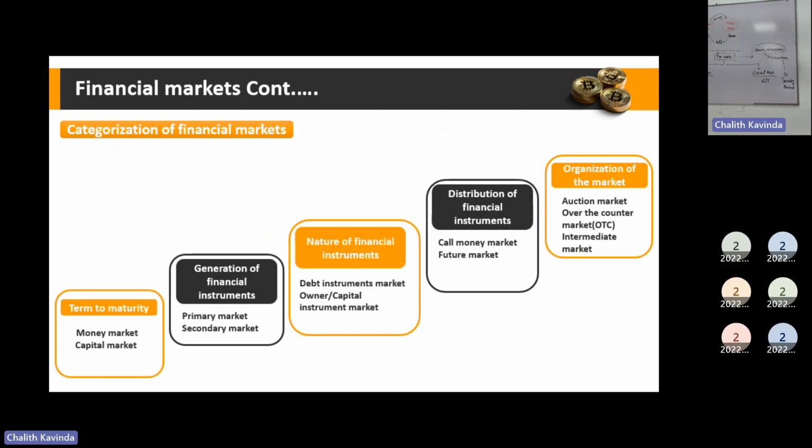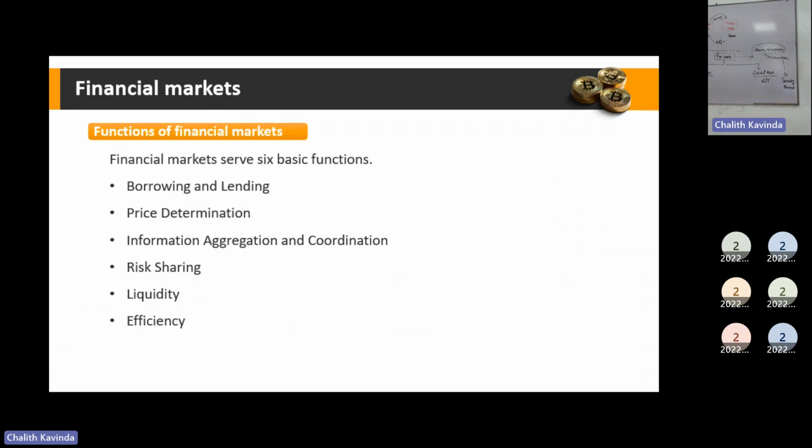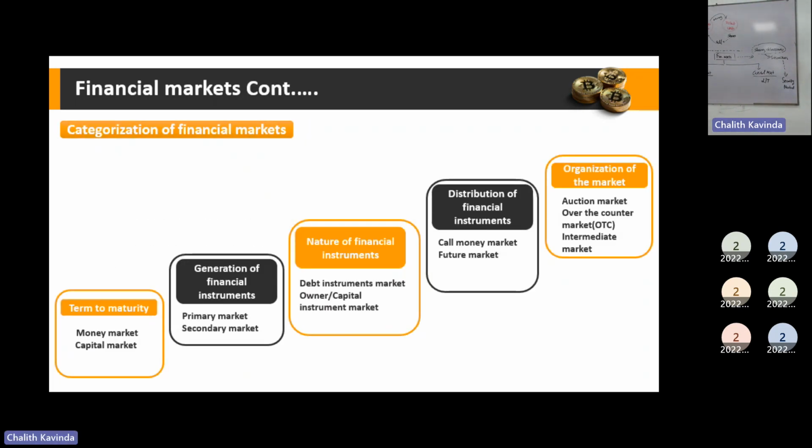So these are the three things that you have to know about how we categorize the financial markets. The first one is based on term to maturity. The second one is generation of financial instruments. The third one is nature of the financial instruments. So would you please read these two slides, please? Get an idea?